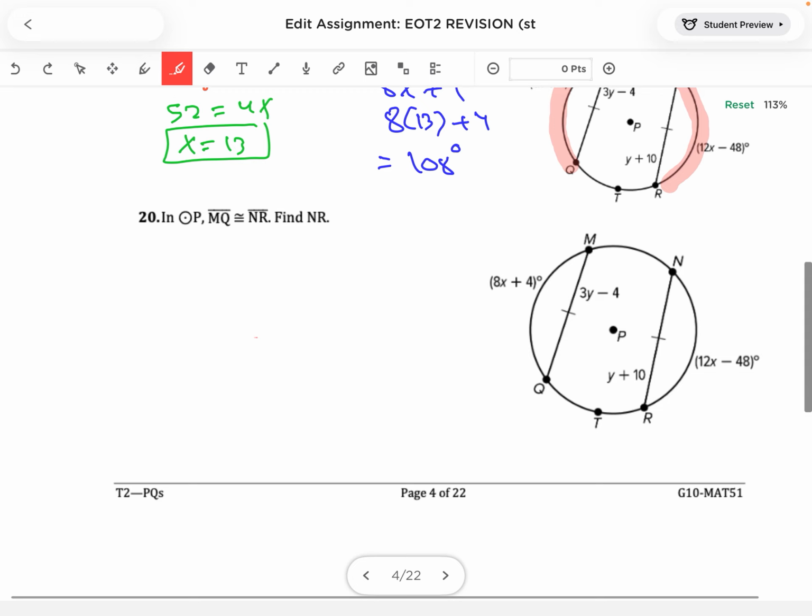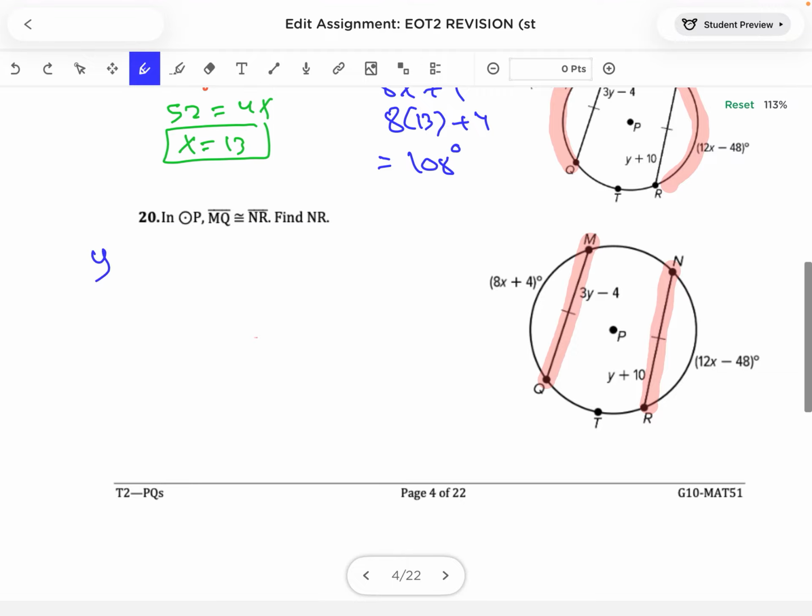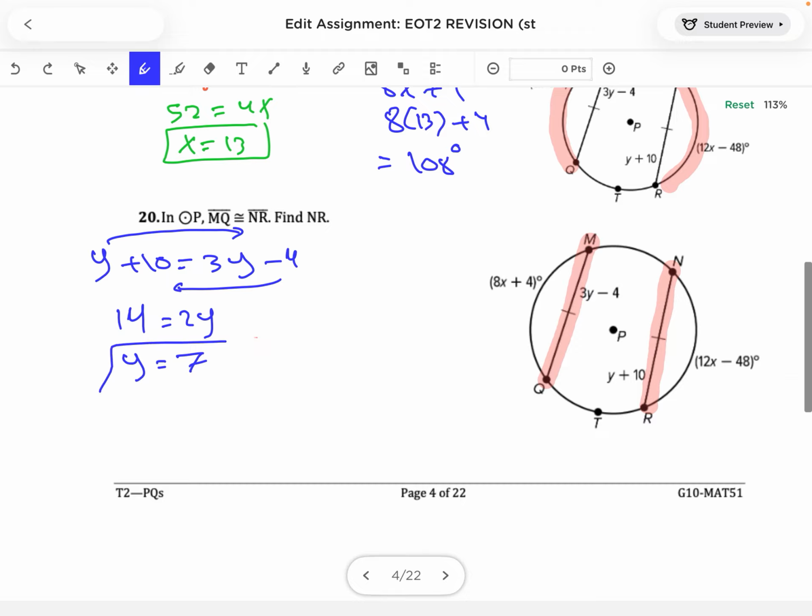Now in this part they need the arc NR, that equals the arc QM. So we have to find y. y plus 10 equals 3y minus 4. Bring this there, bring that there. 14 equals 2y, y equals 7. We need NR, which is y plus 10, 7 plus 10, which is 17. Okay. Next.